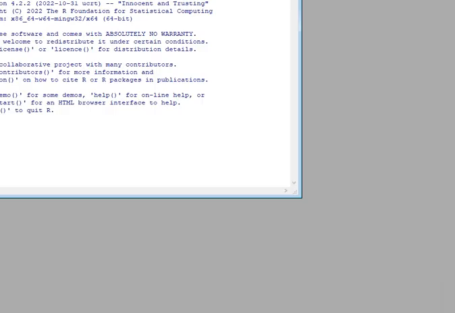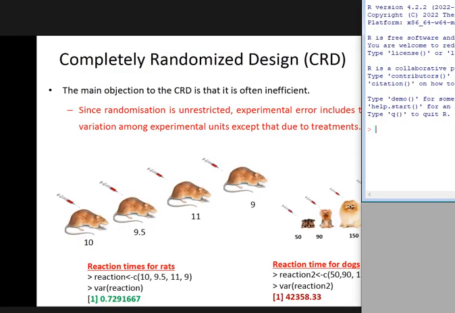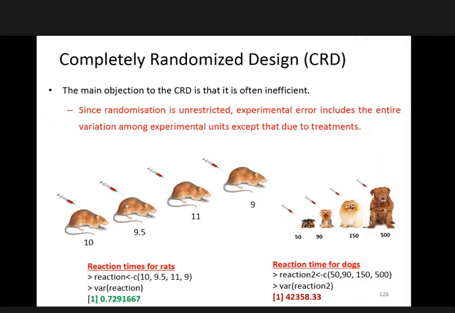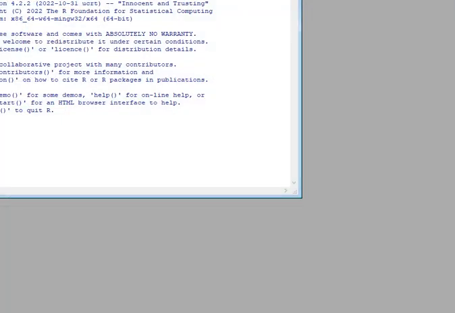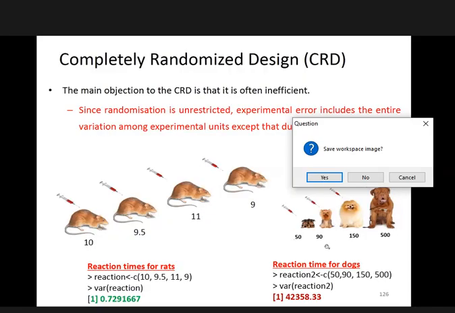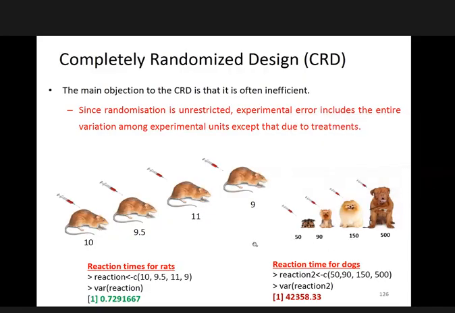Now, when we come to this side, for example, we can see that we have different dogs. The dogs are treated the same way. Now, the reaction time of the dog, like we say for this one, is 50, then 90, then 150, then 500. So from here, we look at the variability that we calculated. This is about 42,360. So you can see that the variability among the response of the dogs is much higher than the variability among the response time of the rats.